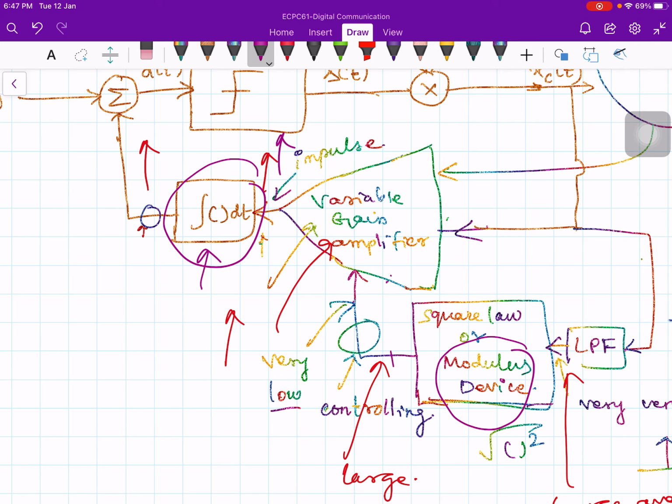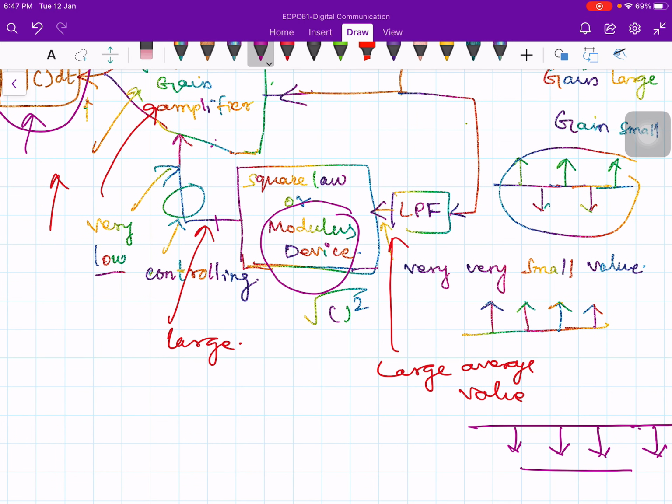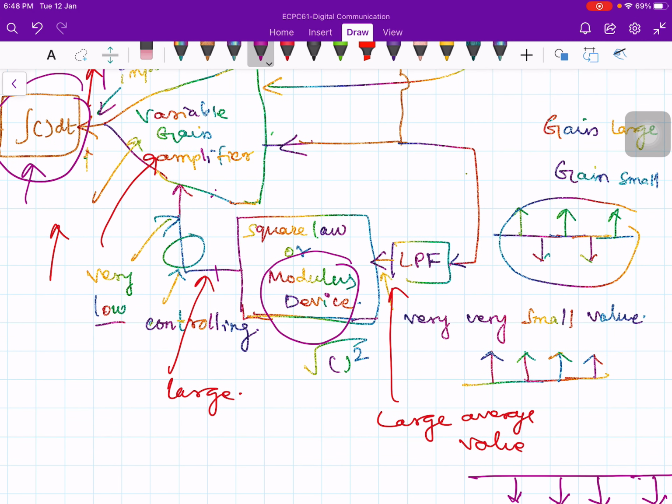Therefore in that case, the low pass filter average value output will be large in magnitude. Of course it could have any sign, positive or negative. If you have continuously positive impulses, then the output of the low pass filter will be positive. If you have continuously negative impulses, the output of the low pass filter will be negative. But the gain should be positive, so the controlling voltage should be positive. So that is why we put a square law device in between the variable gain amplifier and the low pass filter.